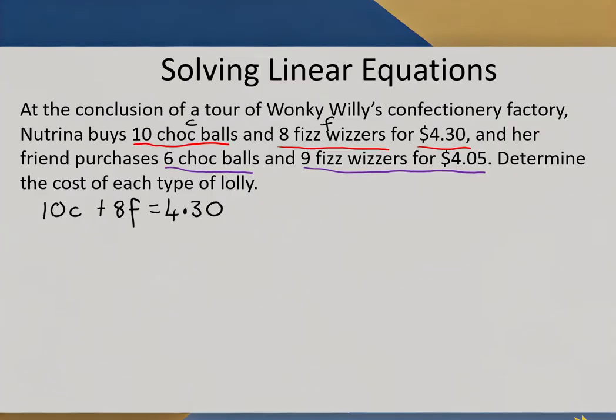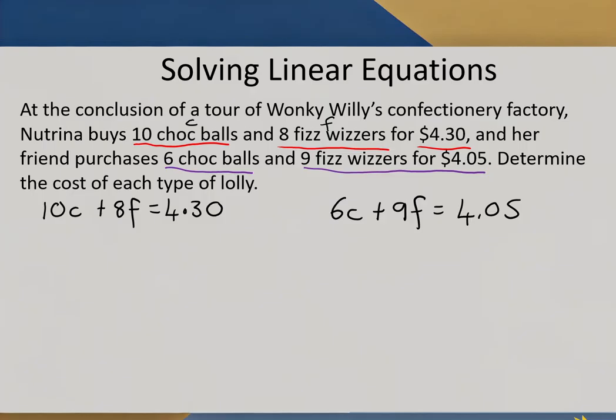The second equation that I'm going to have is 6 shock bowls, so 6C, plus 9 fizz whizzes is equal to $4.05. So this one here, it'll be easy to use a calculator, but I'm just going to work on the first one just because it's got 10C and 10 makes it easier.